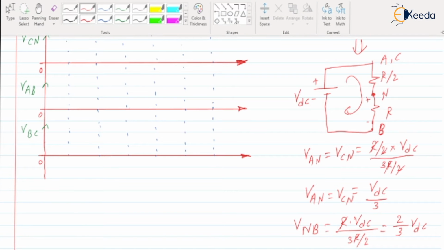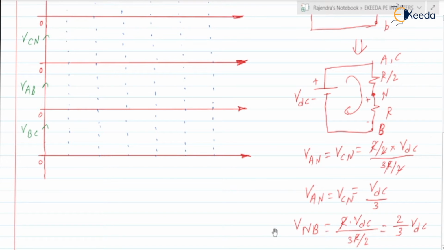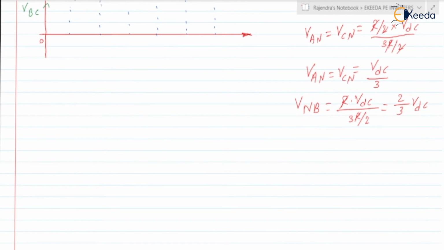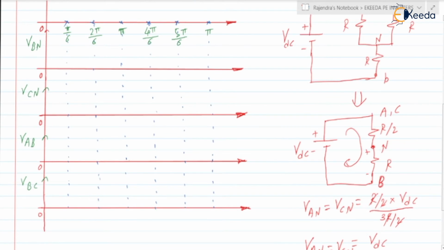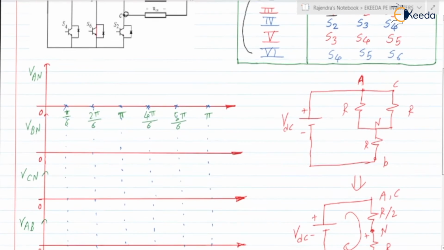So what about the VBN? If you check, VBN will be minus VNB. Therefore VBN is equal to minus VNB, which is equal to minus 2 by 3 VDC. So here the middle phase VBN is minus 2 by 3 VDC, and the remaining 2 are VDC by 3.